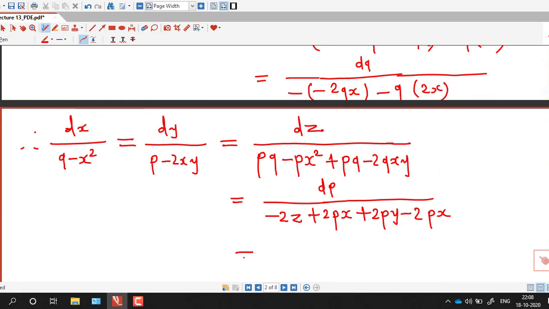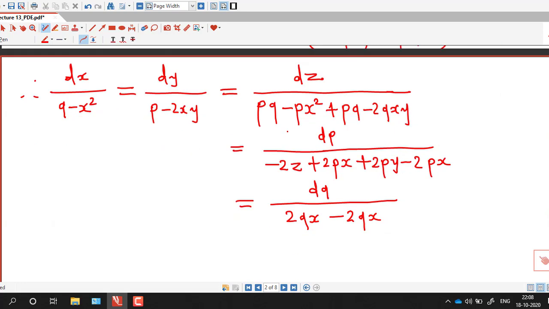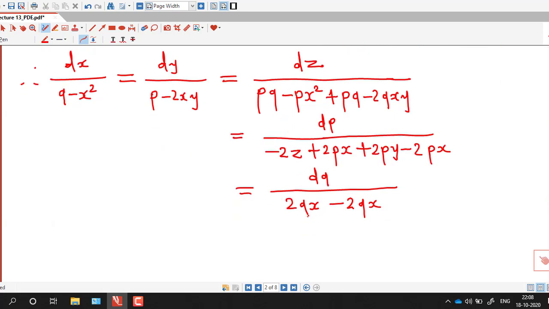This is equal to dq divided by 2qx minus 2qx. So we can see the denominator of dq becomes 0, 2qx minus 2qx. So here I can write dq divided by 0. And we give this number 1.